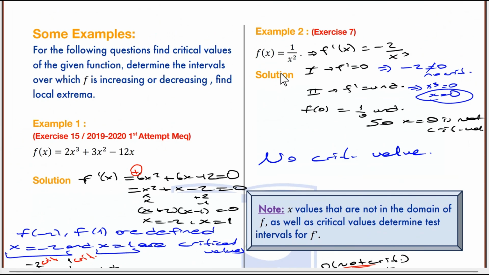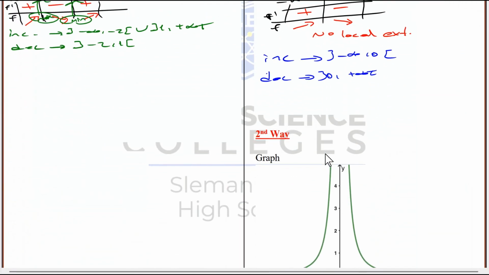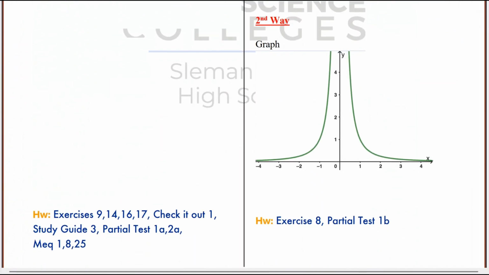If you are familiar with the graph of this function, 1 over x, 1 over x squared, negative 1 over x squared, 1 over square root of x, 1 over absolute value x, these kind of basic functions, you are familiar with their graphs more probably. So you can use their graphs instead of doing all of this stuff, just do the graph as a second way. So this is how 1 over x squared graph looks like. From right and from left, the parts are increasing.